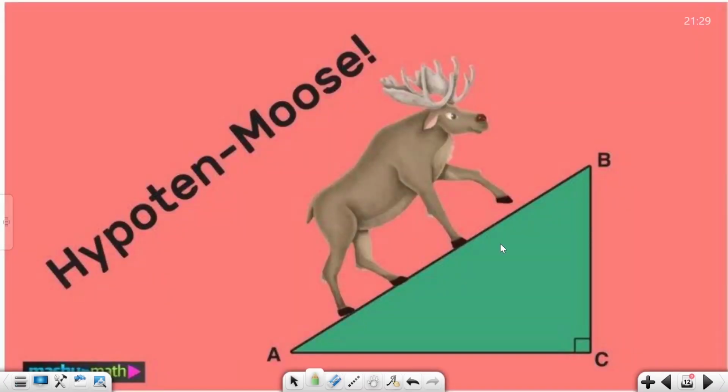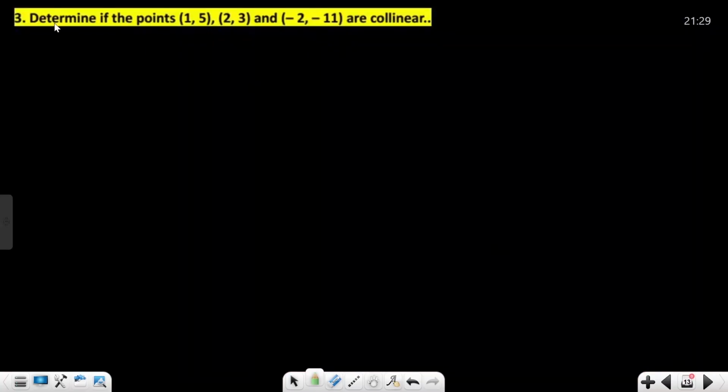Now move on to the next question. Remember, like this: ABC is a right angle triangle. This side is the hypotenuse. Okay, determine if the points are collinear. Collinear means what? Collinear means if all points lie on a line. If all 3 points lie on a line, it means all the points are collinear.